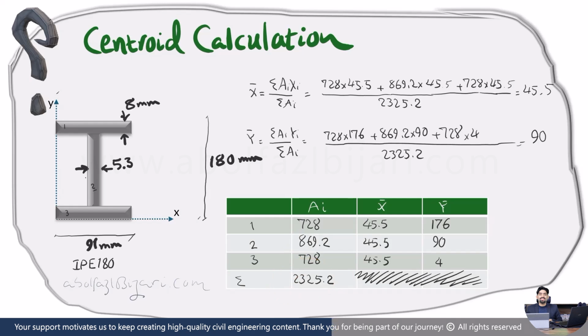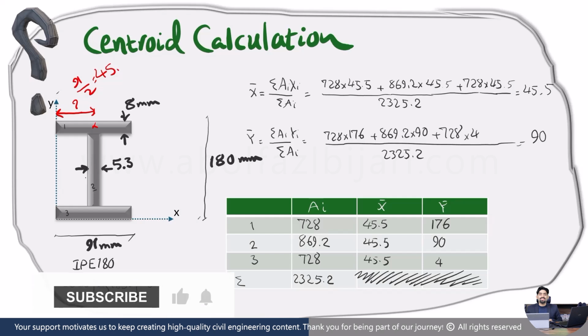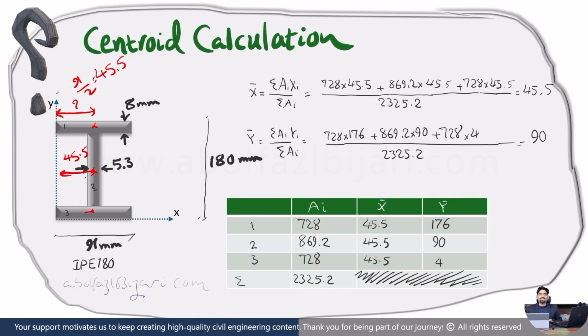The next column is about the x. For the first shape, you can calculate it. Okay, 91 divided by 2 is 45.5, and the second one is the same, and the last one is the same.